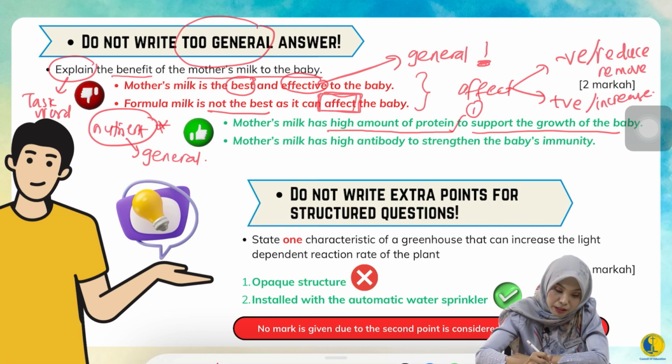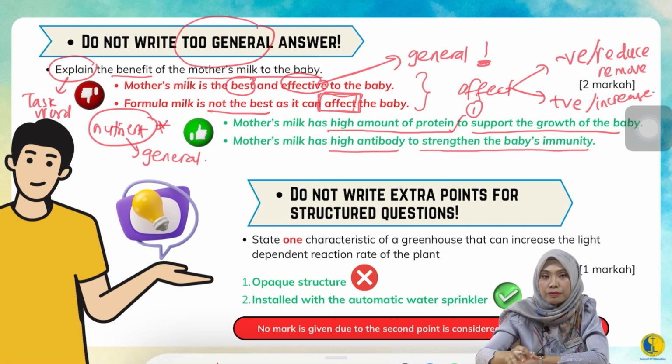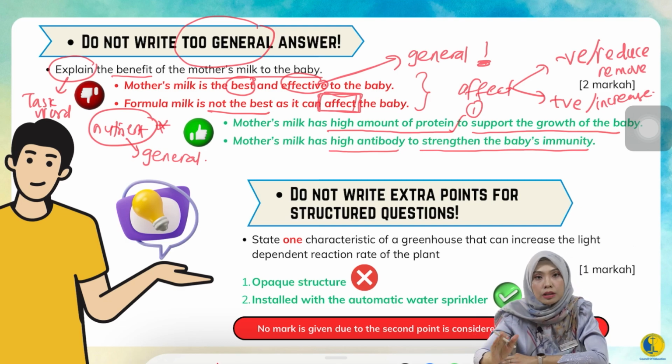Second point: mother's milk has high antibody. Explanation: strengthen the baby's immunity. Can you see it is very precisely and accurately given. The point is there, very specific. We talk about antibody, specific. We talk about protein, specific.